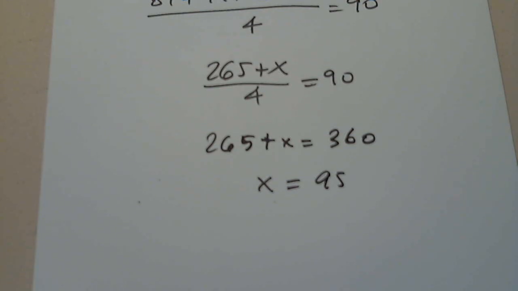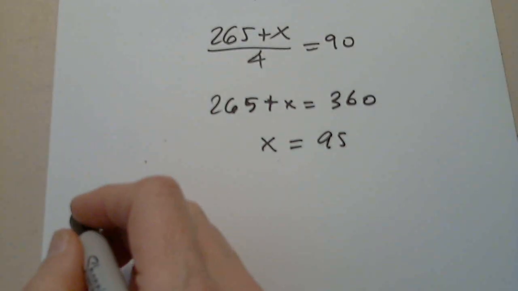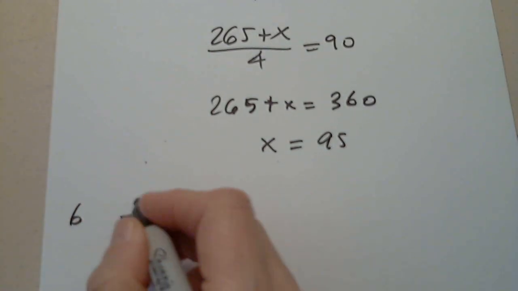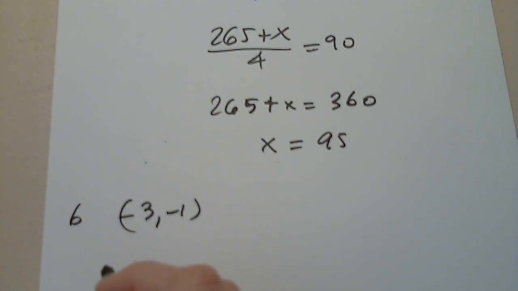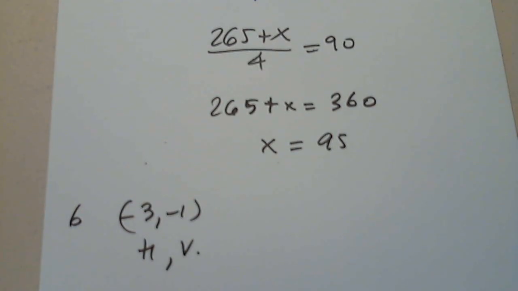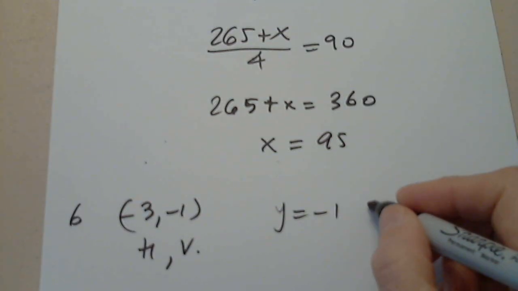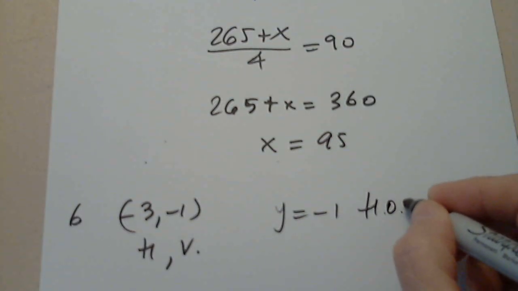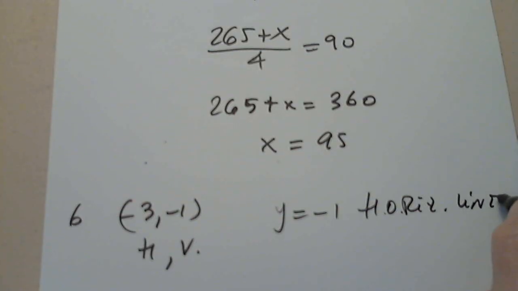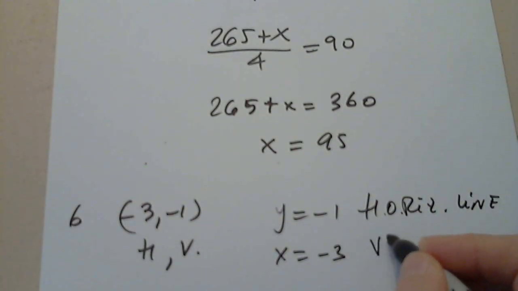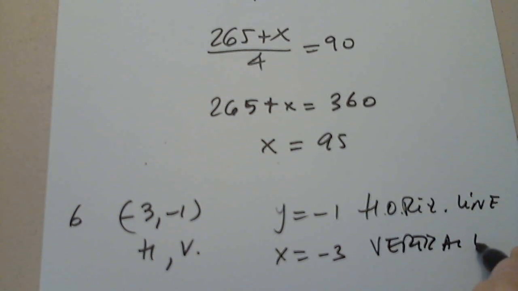Write an equation of each line. A horizontal line passing through -1. So this is problem 6. -3, -1. And a vertical line. So horizontal and vertical. y equals -1. y equals -1 is which one? That's the horizontal. Very good. Vertical is x equals -3. Very good.